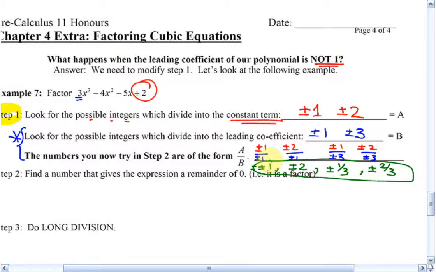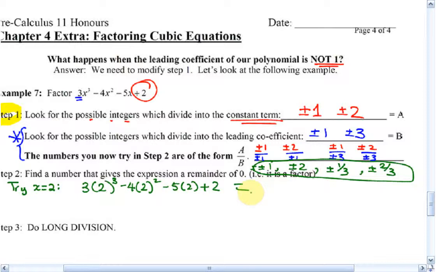So for step 2 now, it's the same. Which one of these numbers would you like me to choose? It's guess and test. 2. All right. Does 2 work, or is that just something that you want me to do to try? You don't know. Okay, we'll find out. 3 times 2 cubed minus 4 times 2 squared minus 5 times 2 plus 2. Please, please, please, let's hope this works.